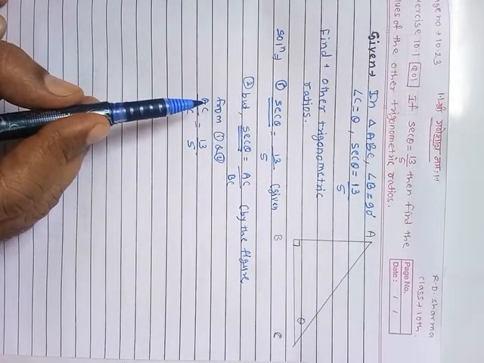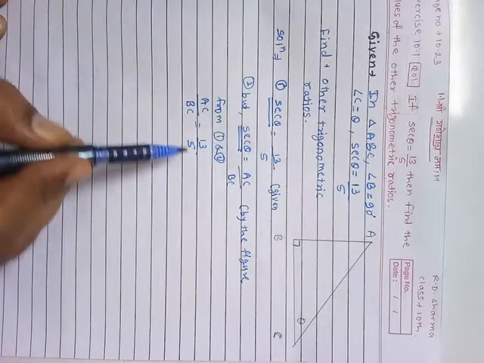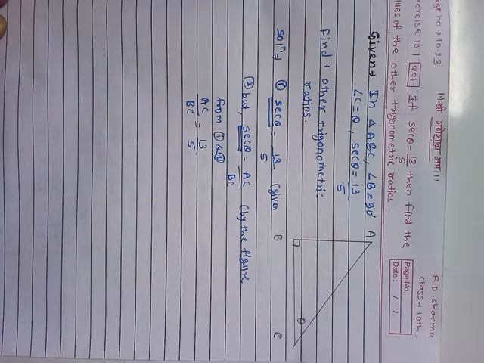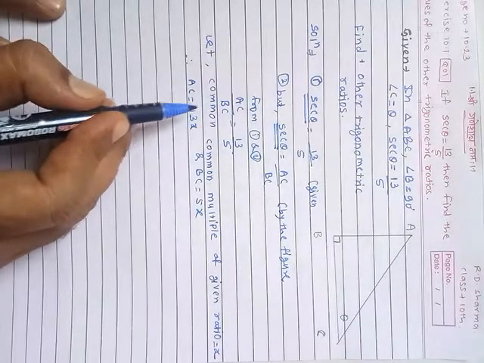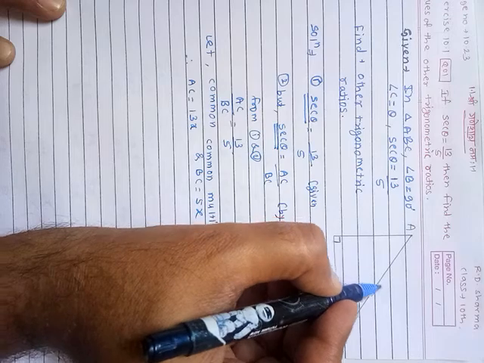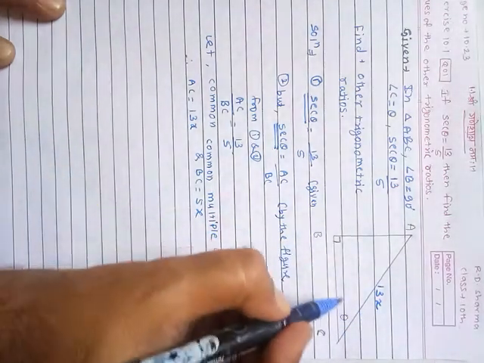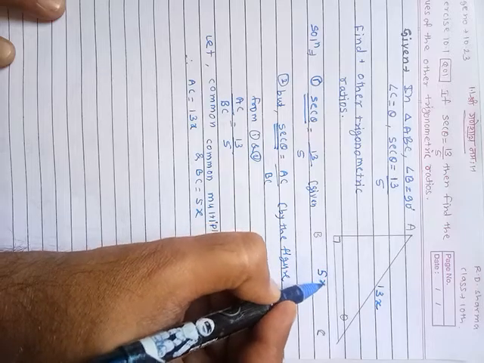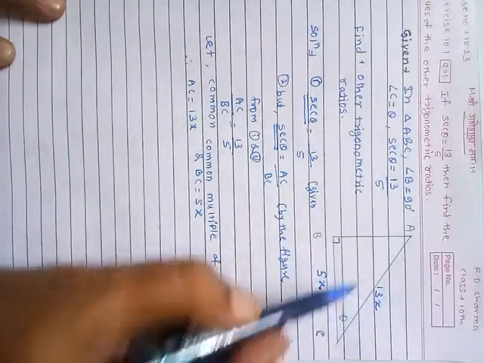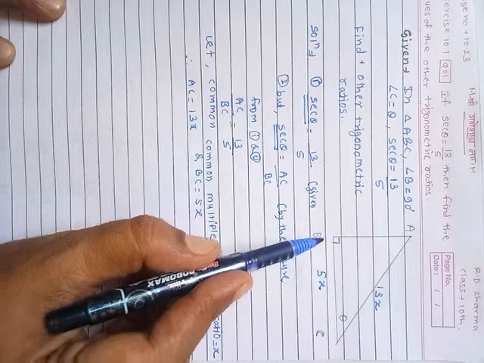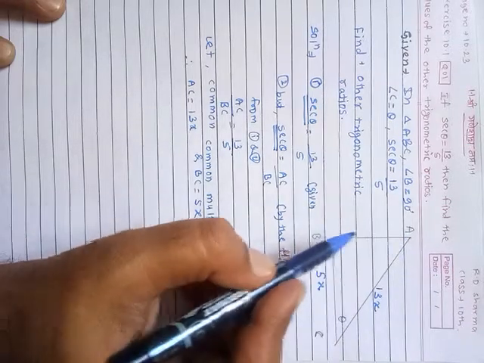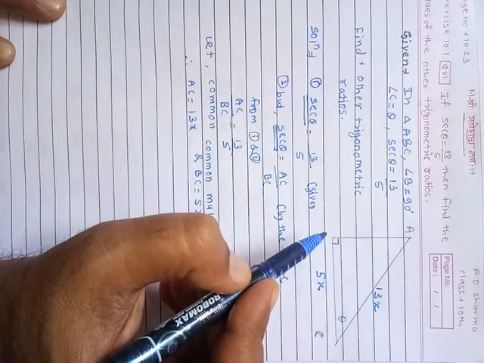Then take a common multiple of this ratio. AC equals 13x and BC equals 5x. Put AC equals 13x in the figure, and BC equals 5x. Then in triangle ABC, we know the hypotenuse and also the base. Then with the Pythagoras theorem, find AB.